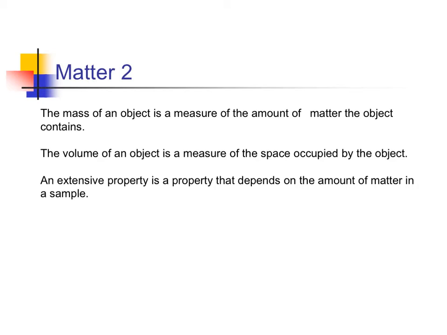And even with pennies, if you get into the different years of pennies, they will have different compositions, different amounts of copper and zinc and things. So an extensive property depends on the amount of matter that is there. Extensive: how much is there.